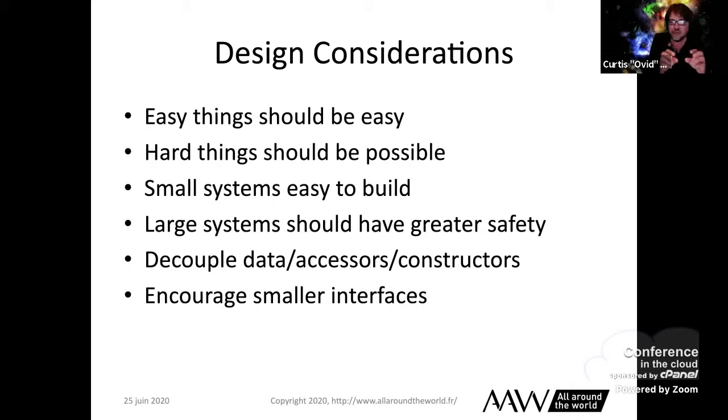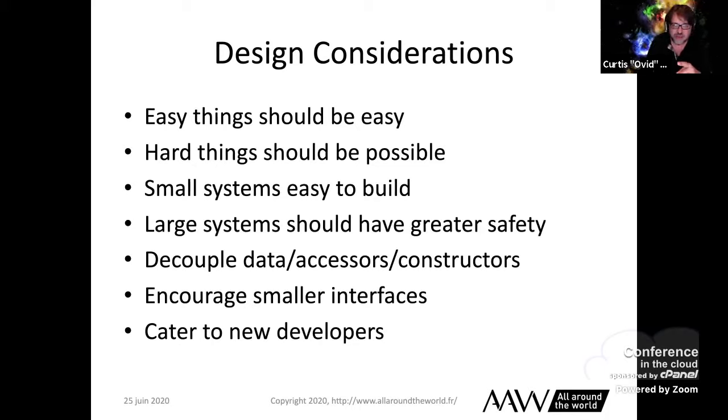I am trying to break up some of the problems we have with Moose, Moo, and things like that by decoupling the data, we call them slots, the methods to access that data, and construction arguments, trying to separate all of that out so they don't get too convoluted. I'm trying to encourage smaller interfaces. I'll mention that more later.